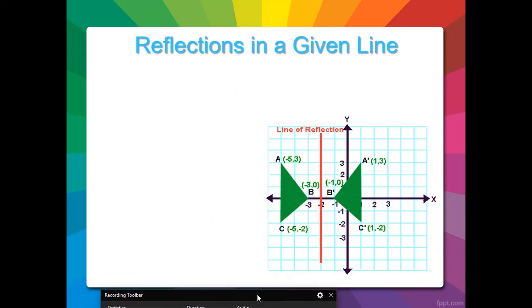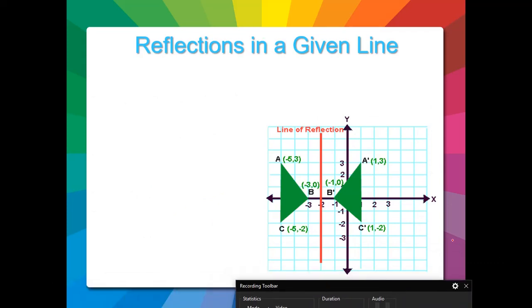Now, just like that last example, the line of reflection can be any line in the coordinate plane. So in this example, this is a vertical line, so it's got a special equation. It's crossing the x-axis, so it'll be x equals, and the point that it crosses is at -2. So the equation is x equals -2. So there's the abbreviation, lowercase r, in subscript, the line of reflection.